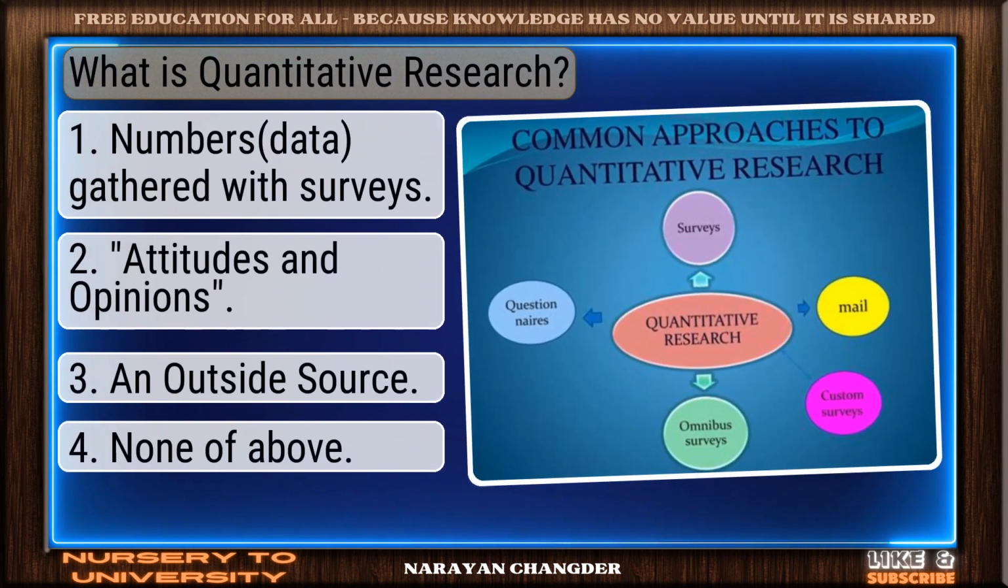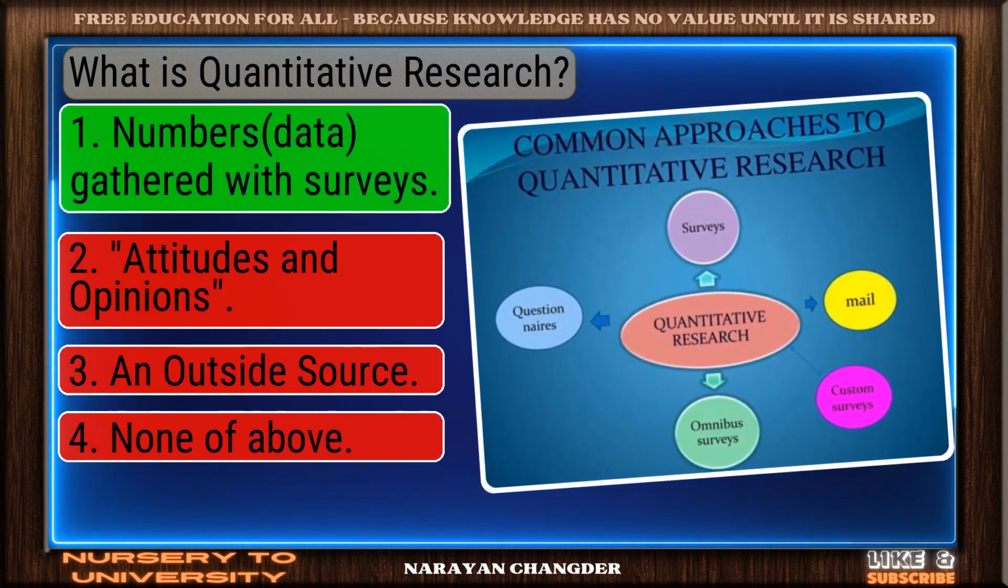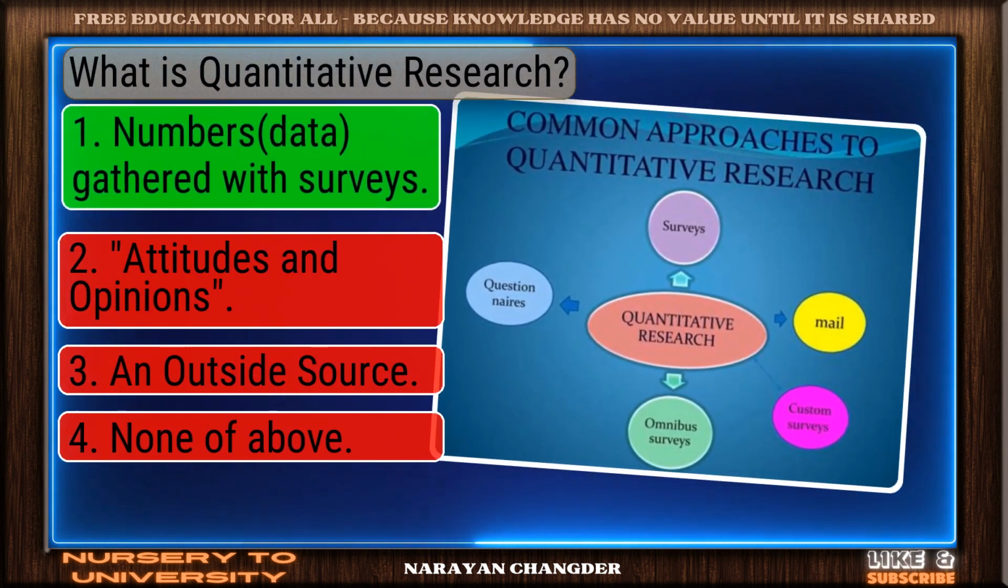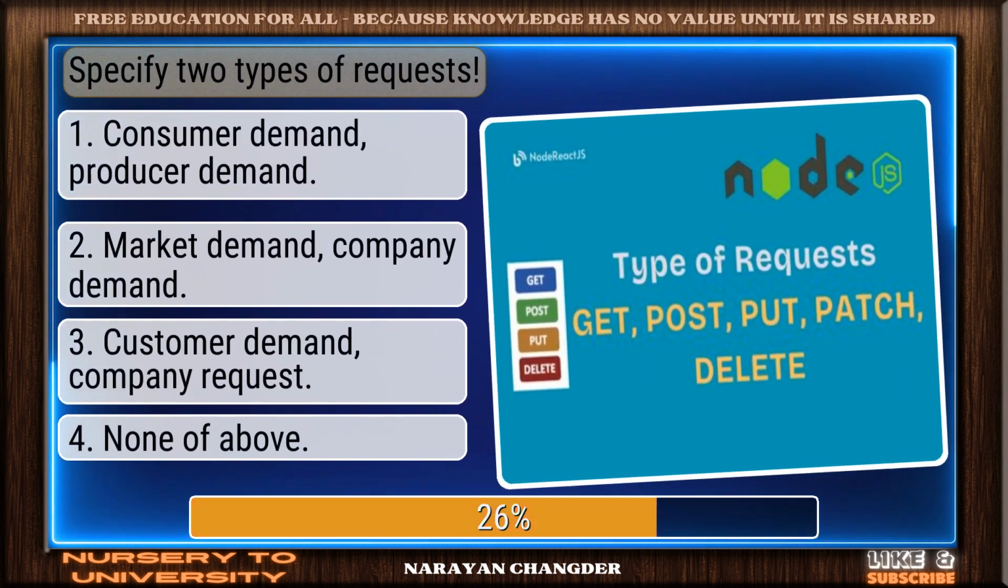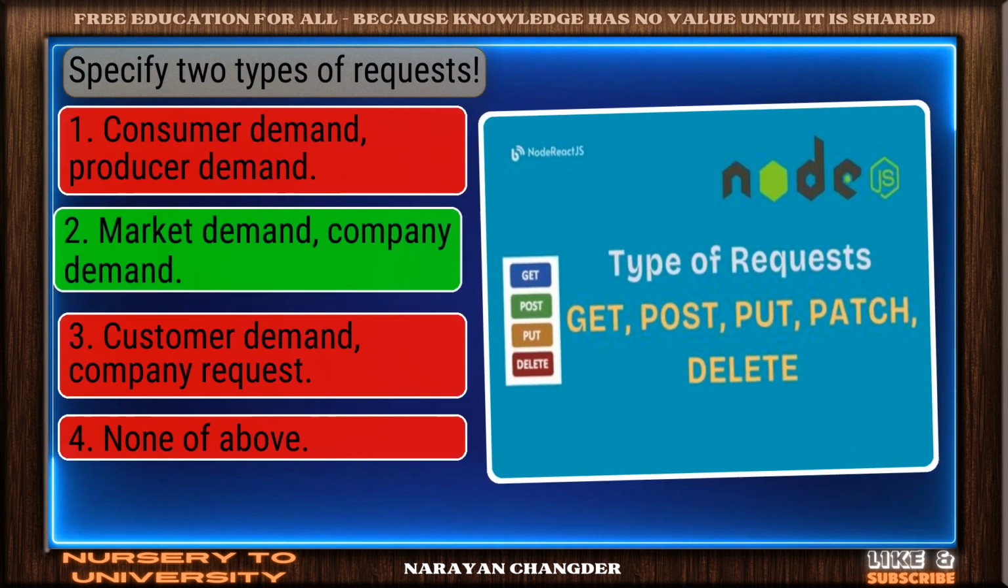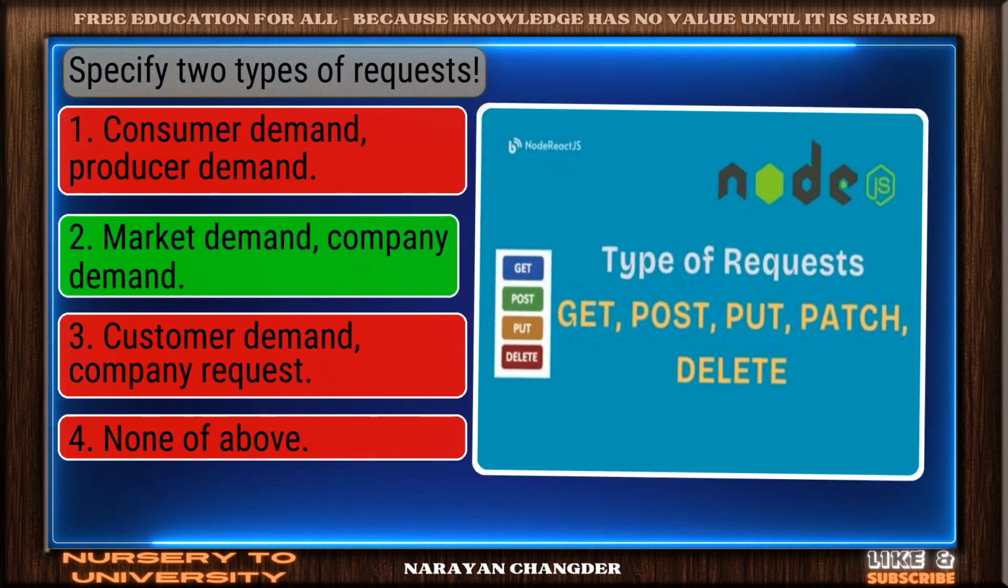What is quantitative research? Excellent choice. Numbers gathered with surveys is the right answer. Specify 2 types of requests. Great job. Market demand, company demand is the accurate answer.